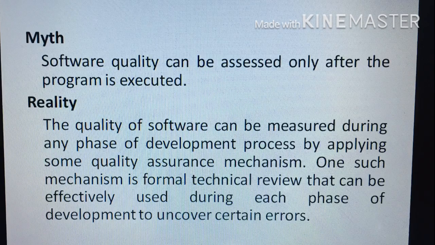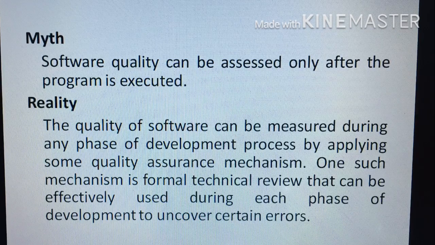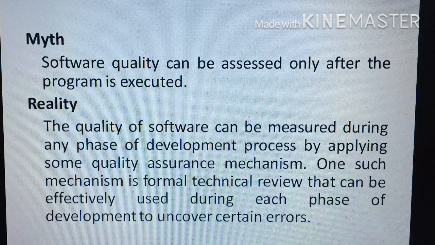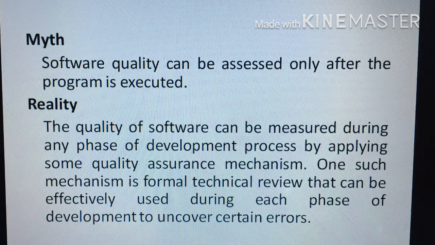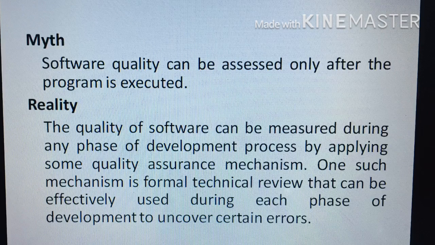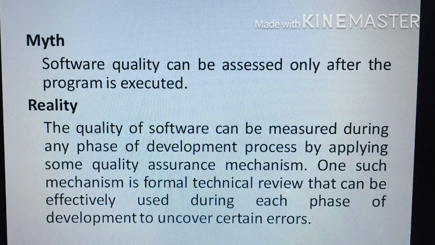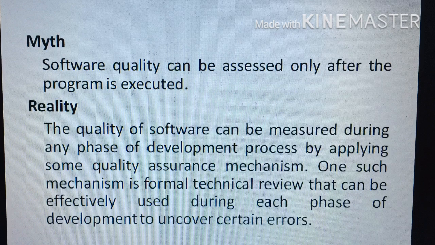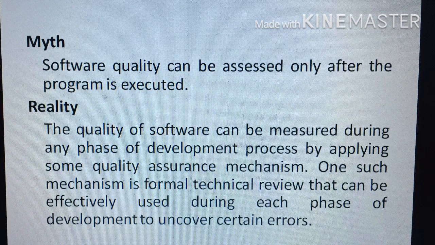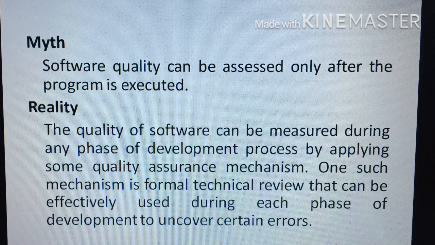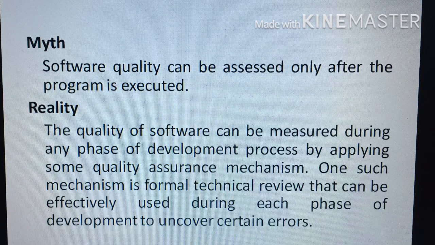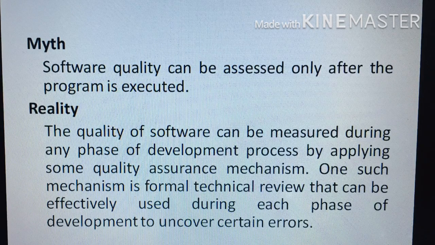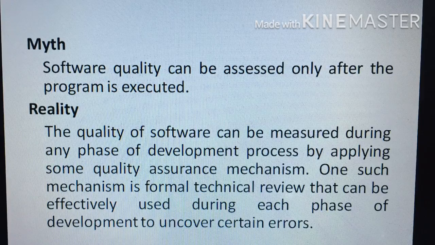And the last one is that software quality can be assessed only after the program is executed. But the fact is not that, because friends, software is always developed in different phases. The first one, study phase, analysis phase, then designing, coding, testing, like that. So we can assure the quality of the software at all the phases by applying some quality assurance mechanism.